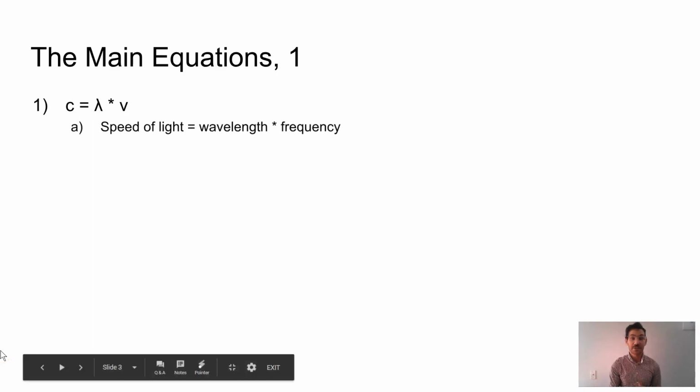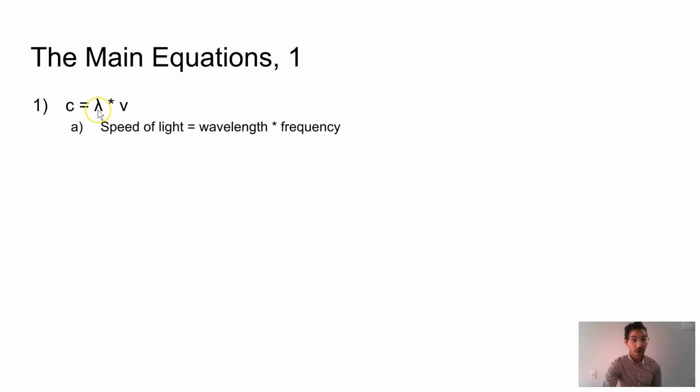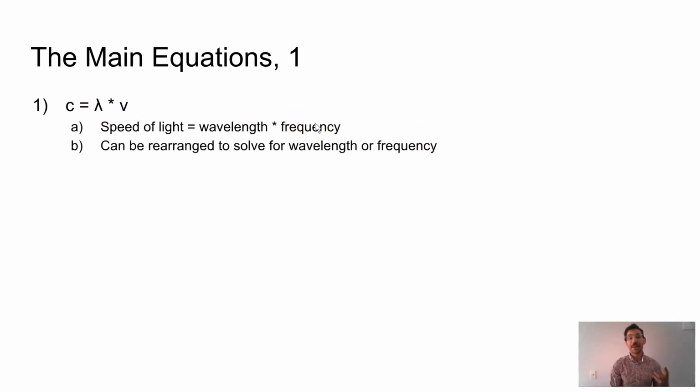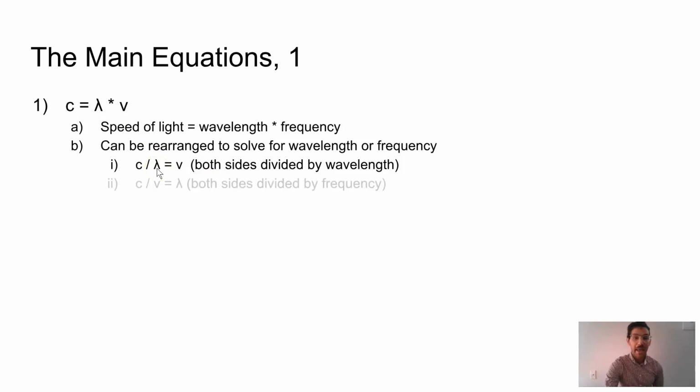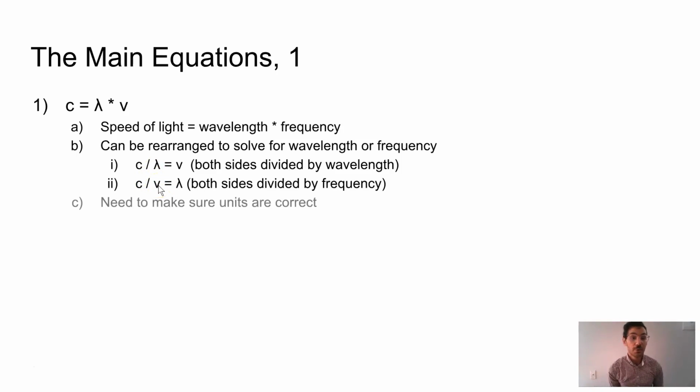C is our constant for the speed of light. Lambda is our wavelength and nu is our frequency. And so we can rearrange this equation if we wanted to solve for wavelength or frequency. Speed of light C is a constant, will not change. So we can rearrange this so that nu is equal to the speed of light divided by lambda. And we could also rearrange this so that lambda is equal to the speed of light divided by nu.